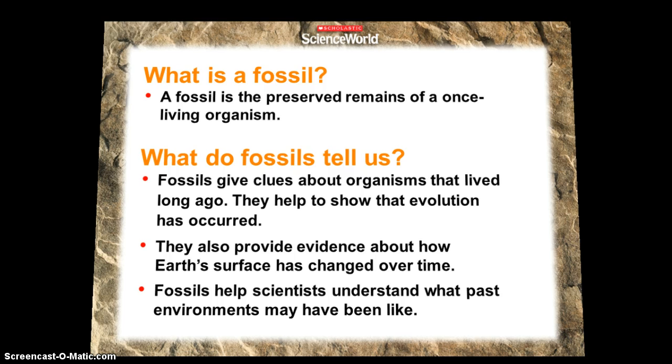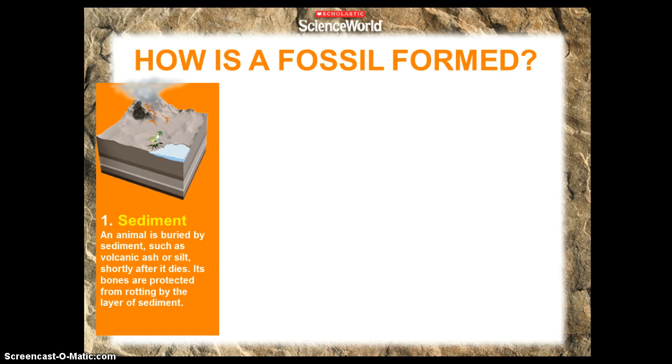So a fossil is formed only by being covered quickly by some type of material or sediment. For this, we're going to look at just sediment. An animal or an organism that dies or drops to the ground has to be buried quickly by sediment such as ash, silt, sand, dirt, things like that. That way the bones are protected.